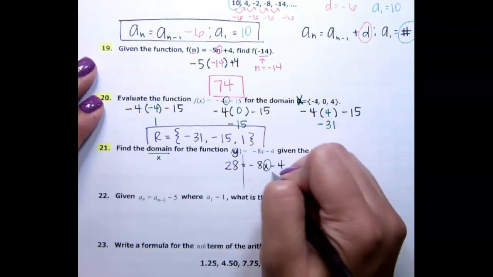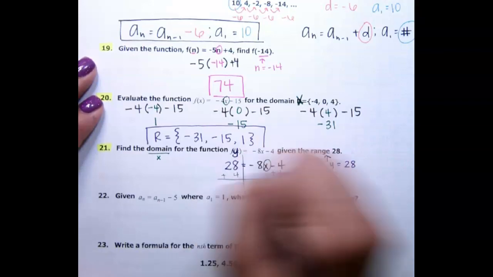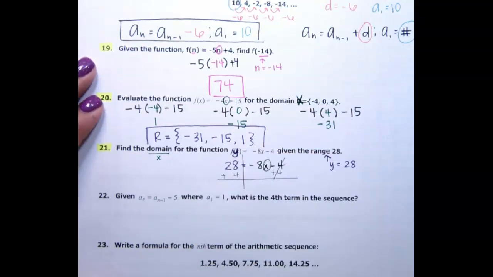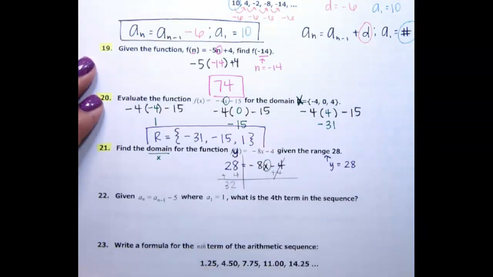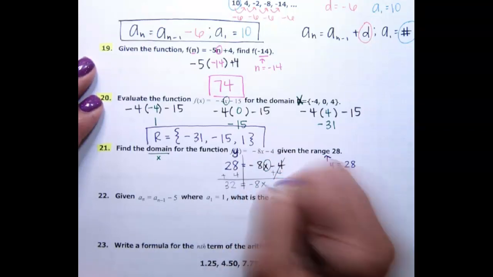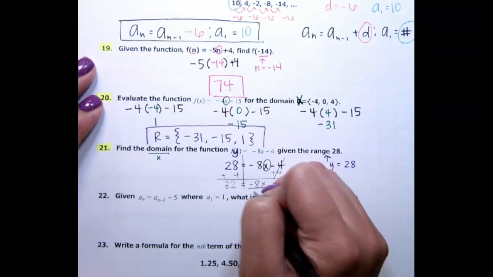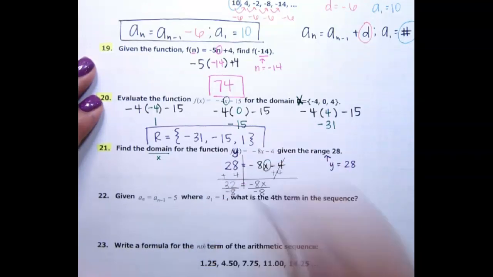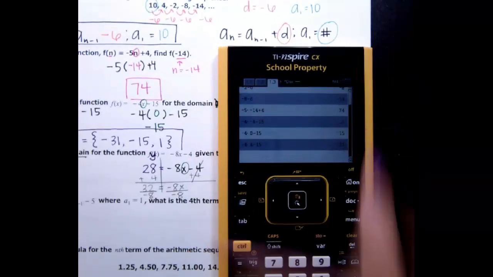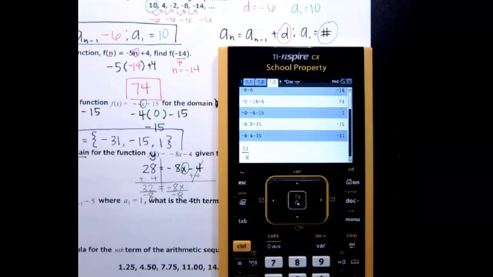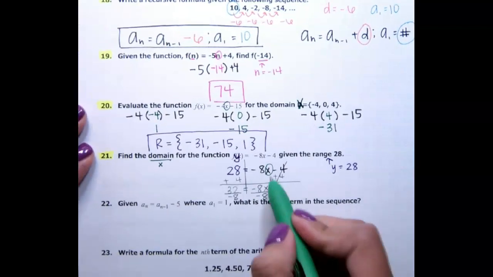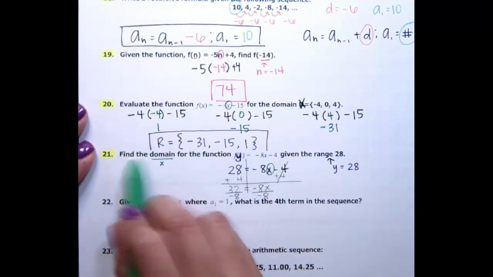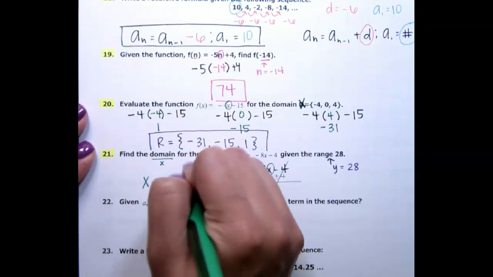The first thing I do is add 4 on both sides. -4 plus 4 cancels out. 28 plus 4 is 32. 32 equals -8x. To get x by itself, I must divide both sides by -8. 32 divided by -8 is -4. So that is my answer. X equals, because remember that's what we were trying to find, the domain or find the x. X equals -4.